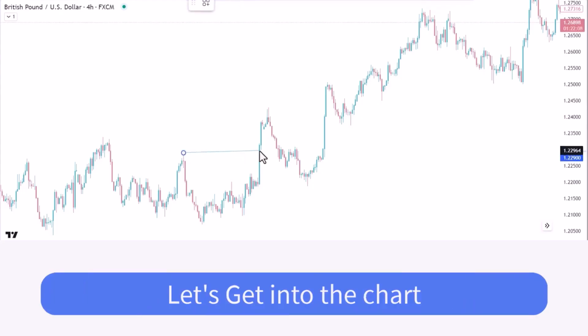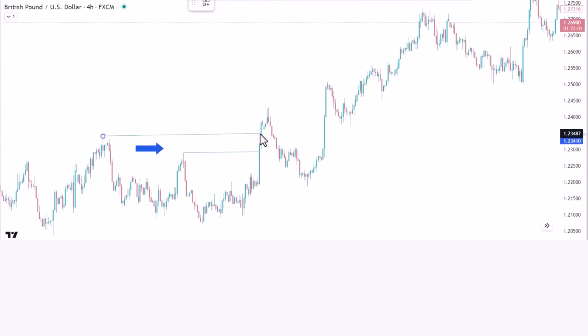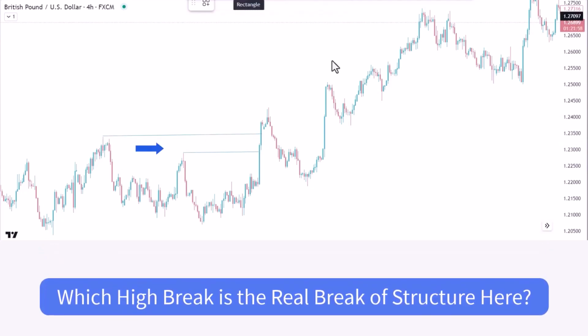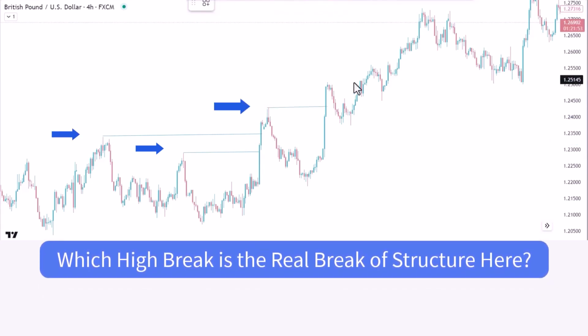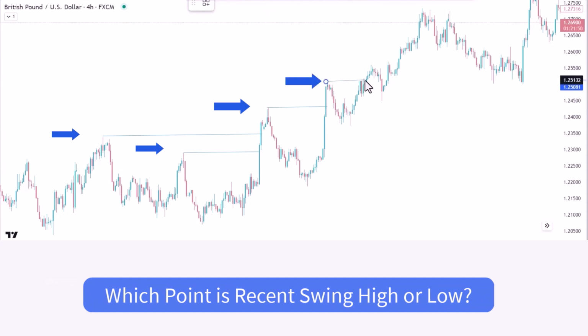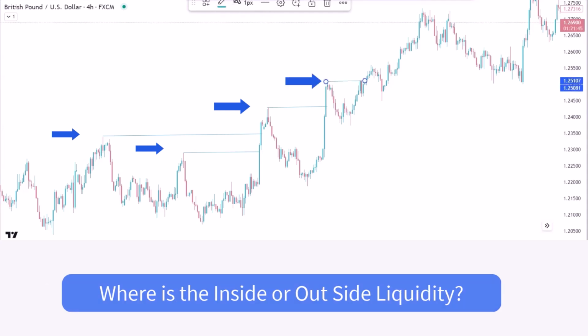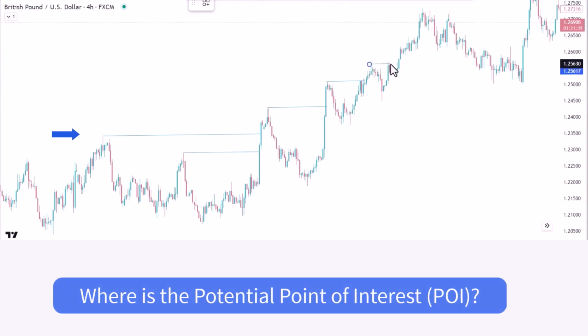In this chart, you can see some higher high breaks, but which are the real break of structure, and which high and low should be considered as a swing point in terms of liquidity transaction? Where is the inside or outside liquidity, and most importantly, which POI is potential here to get the low risk entry?